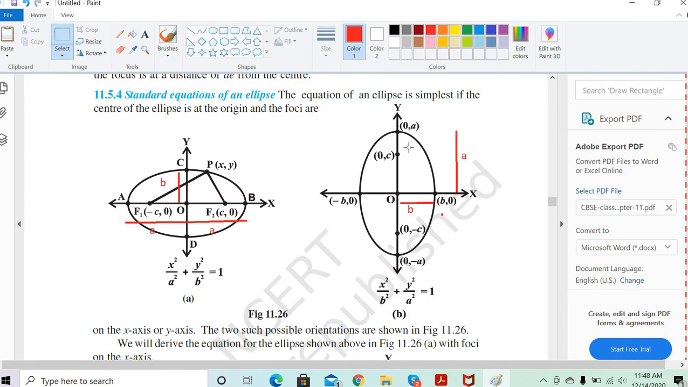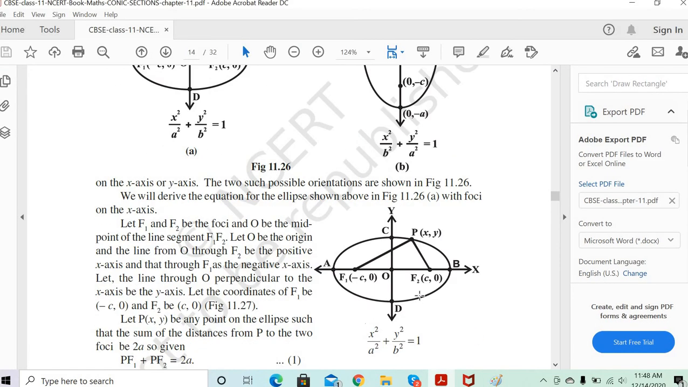Now the equation still remains the same. Whichever you have, the minor axis or major axis on the x-axis, doesn't matter. Whatever the distance is on the x-axis, that goes under the x term. So x square by b square, because on the x-axis your vertices are at minus b and plus b. So x square by b square plus y square by a square is equal to 1. Clear this part? Excellent.